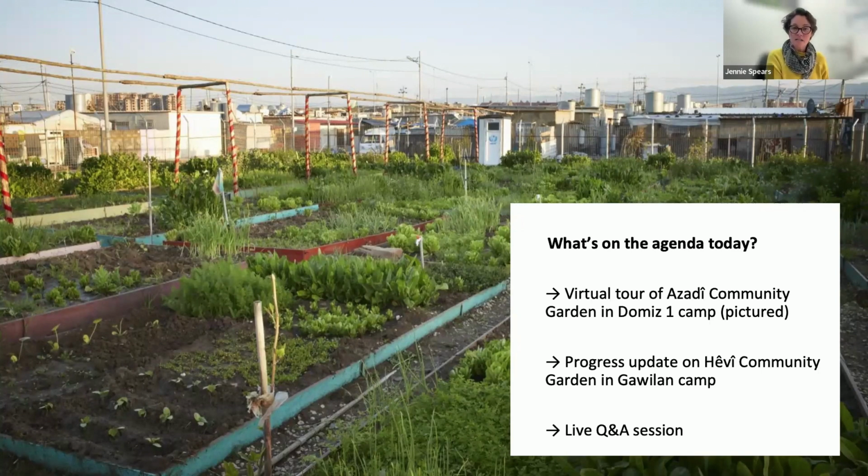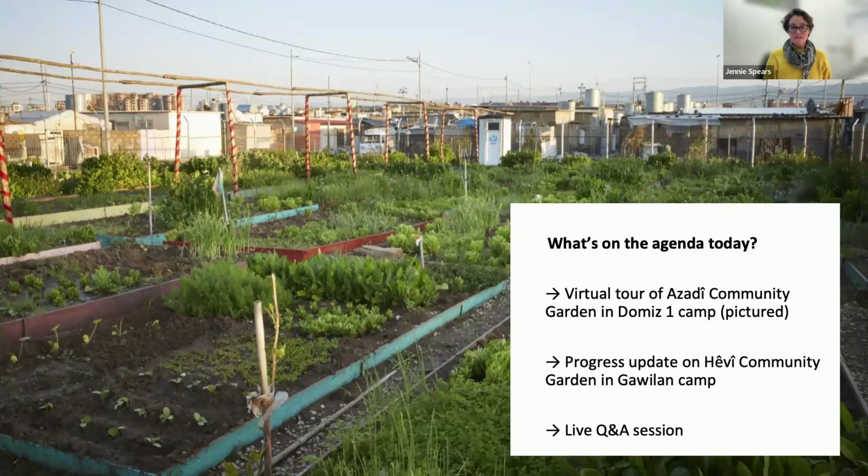So what's on the agenda today? We'll be having a virtual tour of two of our gardens. We're really excited to be joined by our team from Azadî Community Garden in the Domiz 1 camp, which is the picture that you can see in the background here. We'll also be updating you on progress from our new community garden called Hêvî in Gawilan camp. And then we'll be having a live Q&A session.